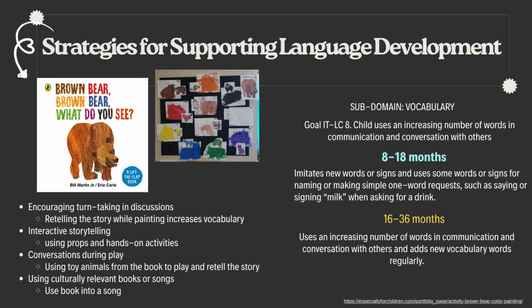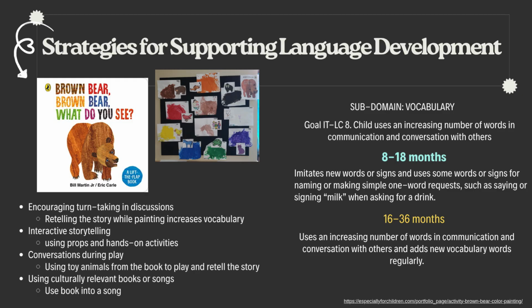Interactive storytelling: they're using props and hands-on activities and using vocabulary and words to use the storytelling at the same time. Conversations during play. During play with Brown Bear, what they can do is have the toy animals that represent the animals in the book. And while they're playing, they can have conversations back and forth, talking about animal sounds, textures, colors, everything that relates to the book. And it gives the teacher the opportunity to use open-ended questions.